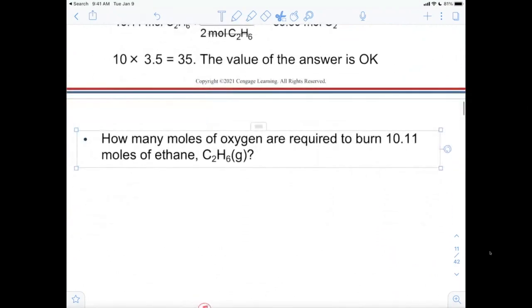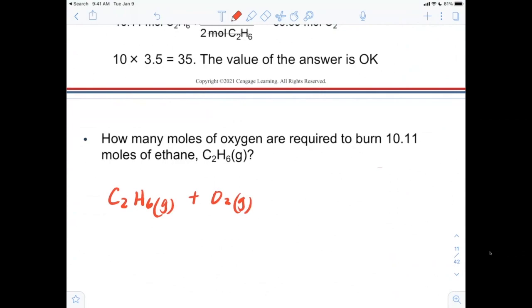Okay. How many moles of oxygen are required to burn 10.11 moles of ethane? So we have C2H6 plus oxygen. Well, you guys have the benefit of remembering from the previous chapter that when you're burning any kind of fuel, you're doing a combustion reaction. So this and this gives you CO2 plus water. In combustion reactions, you usually get CO2 and water.